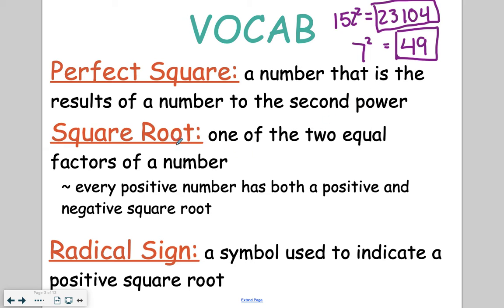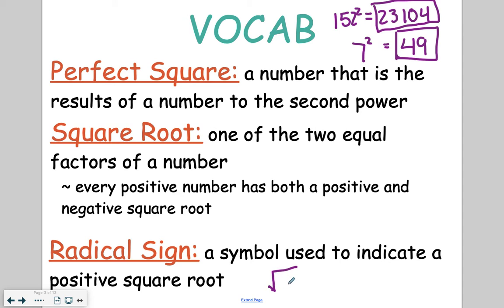The square root is one of the two equal factors of a number. For every positive number, there is both a positive and negative square root. The next vocab word, the radical symbol, indicates the positive square root. You're probably just used to calling this square root, but we actually call it a radical. So this indicates a positive square root.